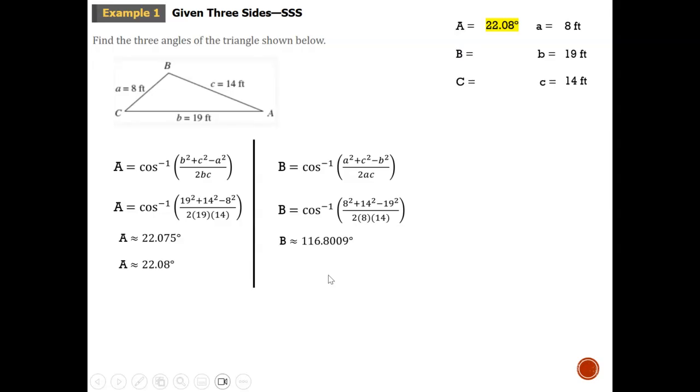Put it into the calculator, and it's going to give you 116.8009. Round it to two places, 116.8 degrees. That's angle B.